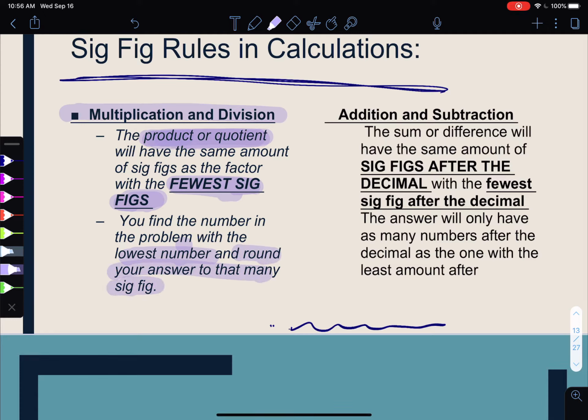For addition and subtraction, it's a little different. You're going to look at what you're adding or subtracting, and you're going to find the one with the lowest amount of numbers after the decimal. Whichever one has the lowest number after the decimal, your answer will have that many numbers after the decimal. It'll make more sense whenever I do some.